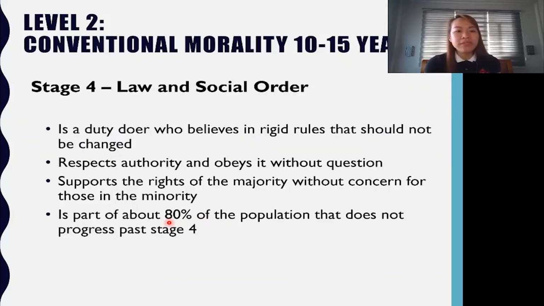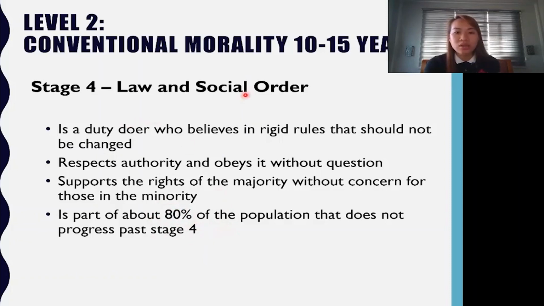Alright. Now, stage 4, on the other hand, is law and social order. They are a duty doer who believes in rigid rules that should not be changed. They respect the authority without question. So, itong stage na to, talagang nakikinig sila. They support the right of the majority without concern for those in the minority and is a part of about 80% of the population that does not progress past stage 4. Imagine, class, 80% of the population will not progress past stage 4.